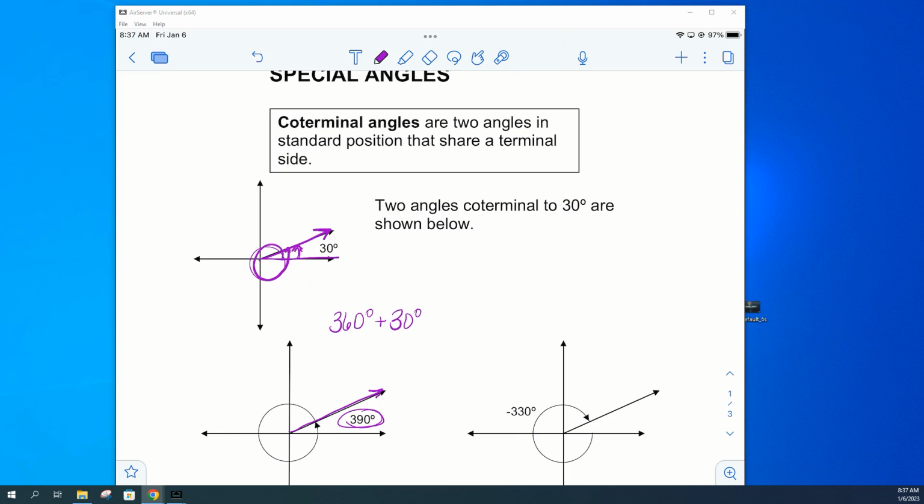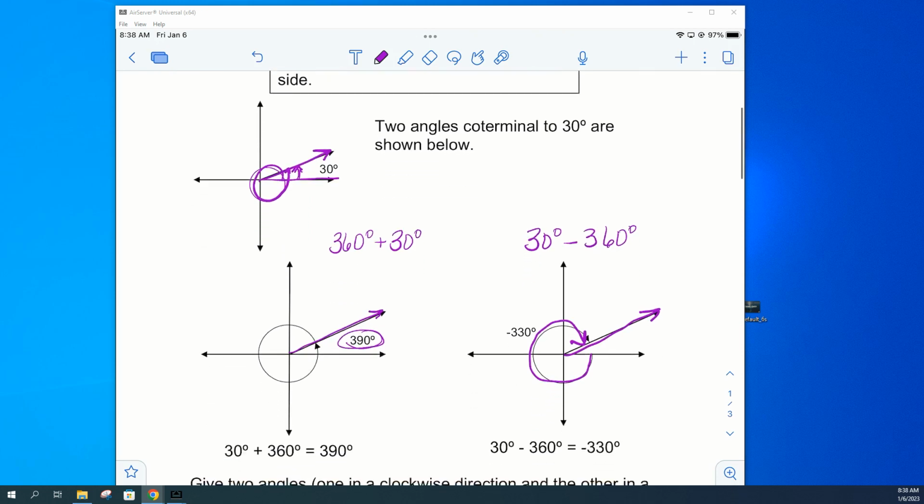Well, instead of going in a counterclockwise way, I could go in a clockwise manner, and you can see that that's negative 330. How would I get that? Well, I'd take the original 30 and subtract 360. So here's the good news. I did it with degrees because that's something you're familiar with.